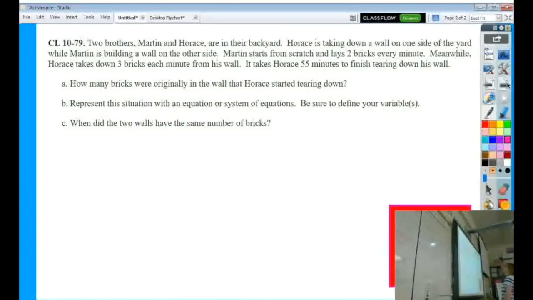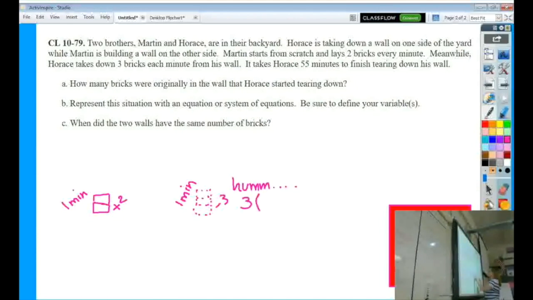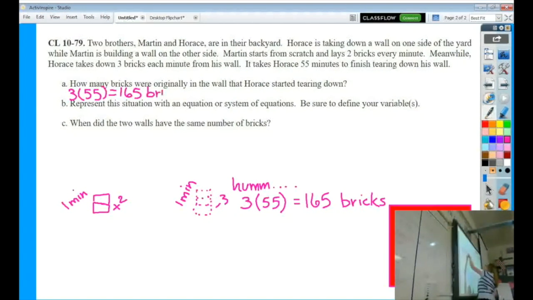So now we're going to look at CL 1079. This one has to do with one person building a brick wall and another one taking one down. So our first person, she can build 2 bricks every minute. The other person can take down 3 bricks per minute. And we need to figure out how many bricks were originally on the wall. So let's see. If I do 3 times 55, that equals 165 bricks. Based on the information that was given, I'm doing 3 times 55 equals 165 bricks.